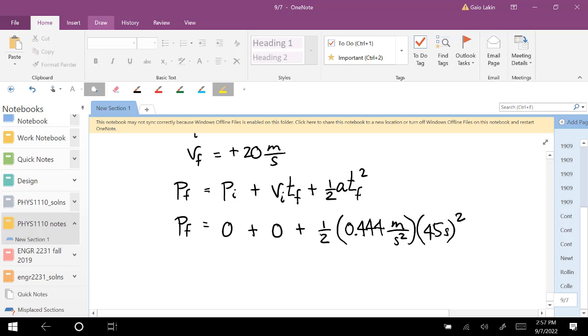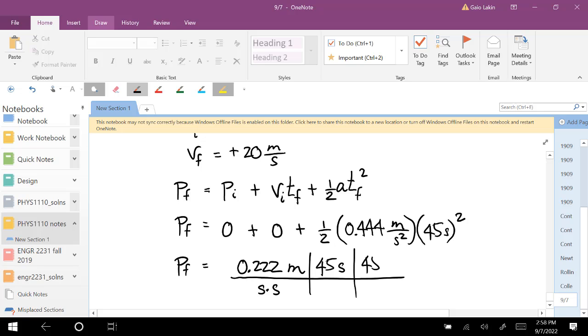And so what does this mean if we keep track of all those units? So P final is equal to 1/2 times 0.444. I'm going to start out by combining those two, and we get 0.222 meters over seconds squared times 45 seconds times 45 seconds. You can see that this second cancels that one, this second cancels that one, and the units we're left with are meters, which is what we expect for position.